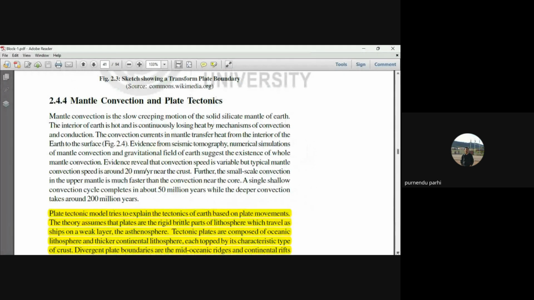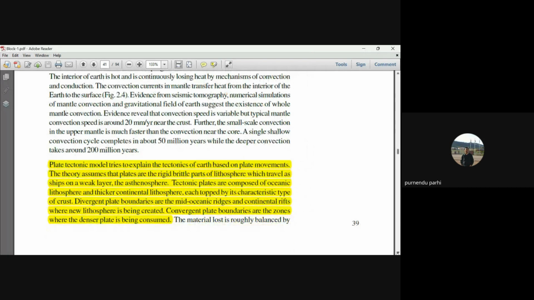Then mantle convection and plate tectonics. The plate tectonics model tries to explain the tectonics of Earth based on plate movements. The theory assumes that plates are the rigid, brittle part of the lithosphere which travel like ships on a weak layer, the asthenosphere. The tectonic plates are composed of oceanic lithosphere and thicker continental lithosphere, each topped by its characteristic type of crust.